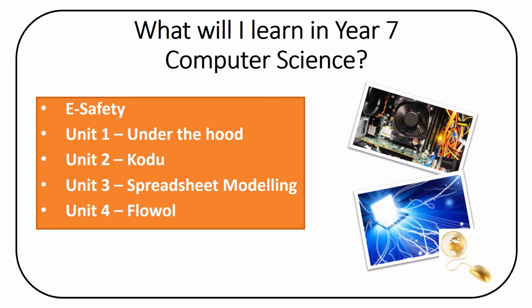And Unit 4, we end the year with Flowol, which is a computer control and robotics piece of software that allows us to explore automatic systems, and you'll meet this software again if you choose to go on to Key Stage 4 Computer Science.